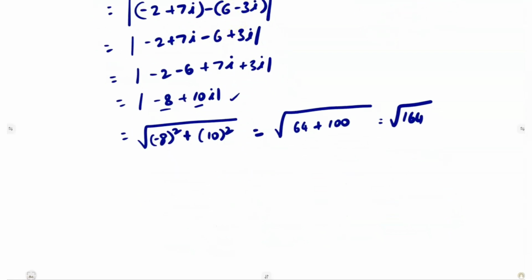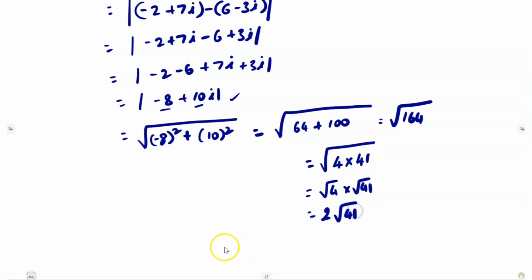We can write it as square root of 4 times 41, since 4 times 41 is 164. So the square root of 4 times 41 is square root of 4 times square root of 41, which is 2 root 41. So the length of the diameter AB is equal to 2 times root 41 units. So this is your length of the diameter.